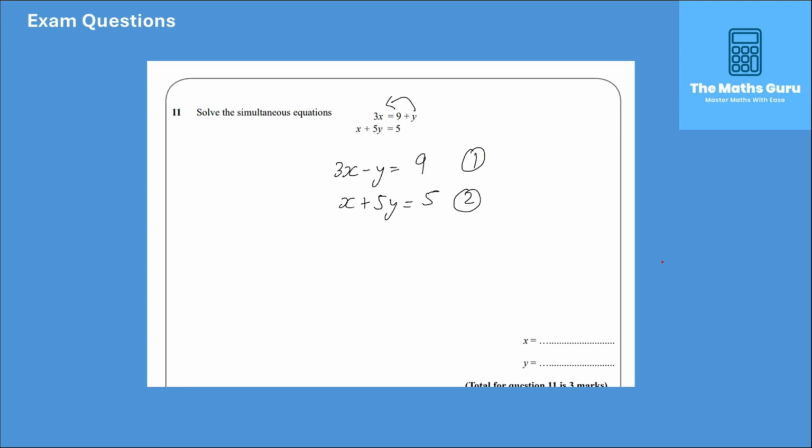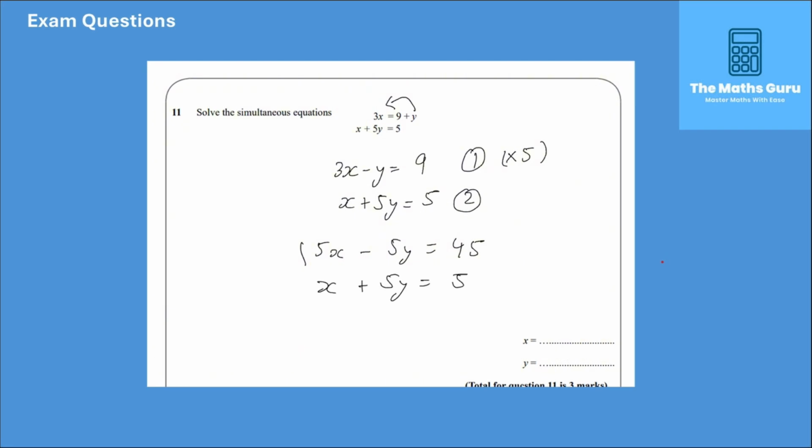So in this case, I'm going to choose to eliminate variable y. And the way I'm going to do this is by timesing equation 1 by 5. So 3x... nope, timesing by 5. So 15x minus 5y is equal to 45, and x plus 5y is equal to 5.